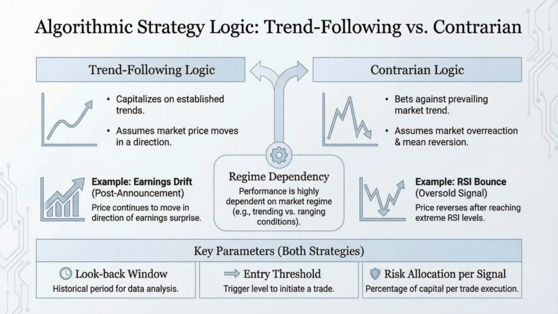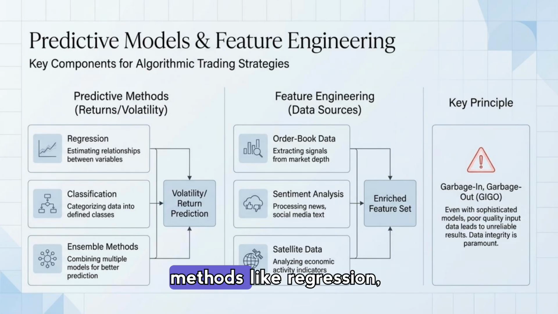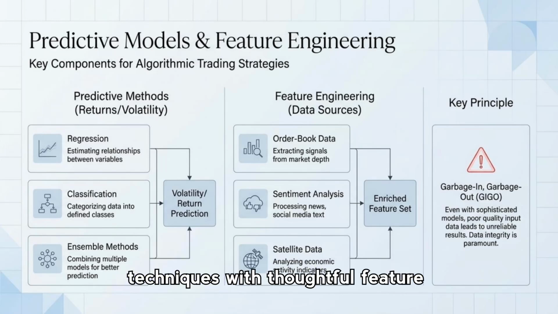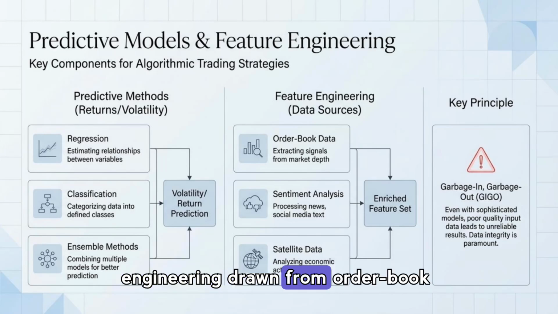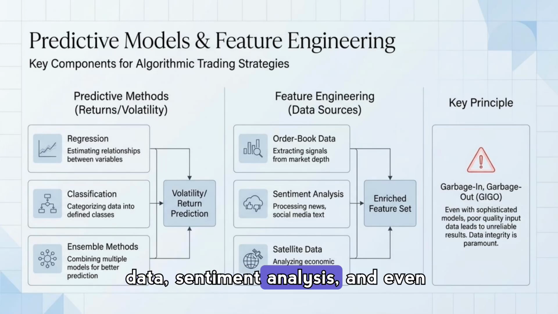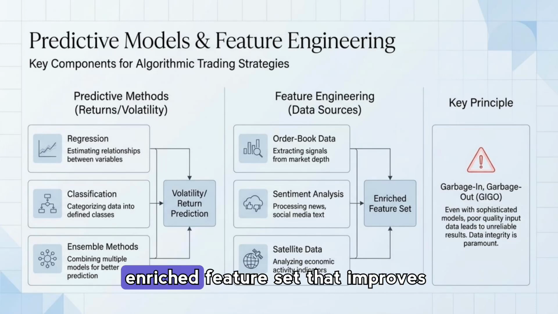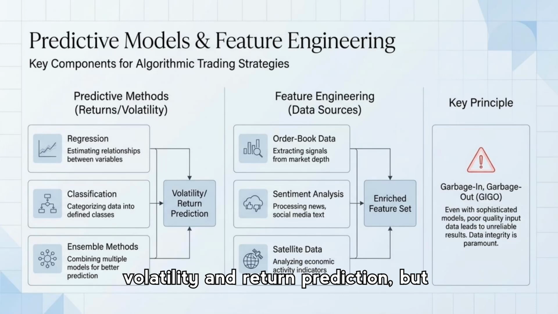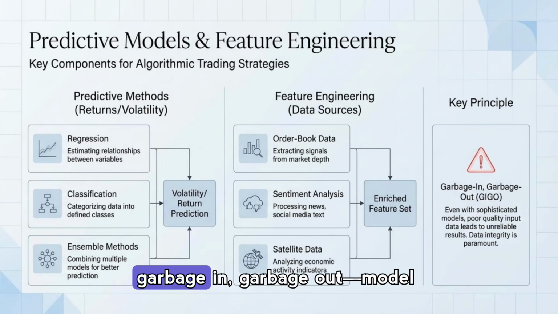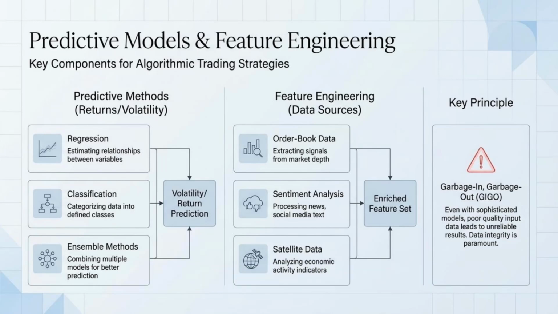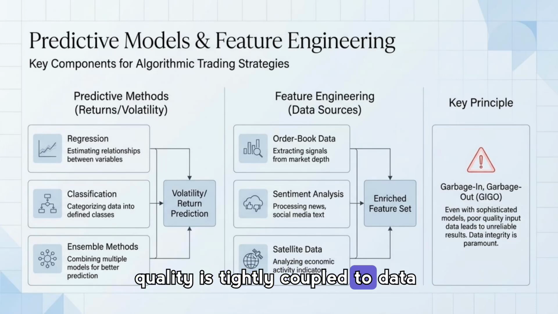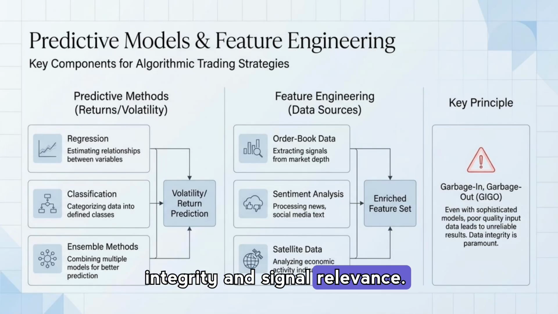Predictive modeling combines methods like regression, classification, and ensemble techniques with thoughtful feature engineering drawn from order book data, sentiment analysis, and even satellite indicators. The goal is an enriched feature set that improves volatility and return prediction. But remember the key principle: garbage in, garbage out. Model quality is tightly coupled to data integrity and signal relevance.